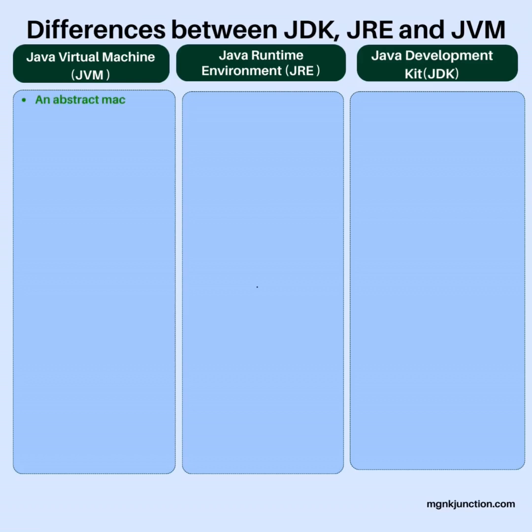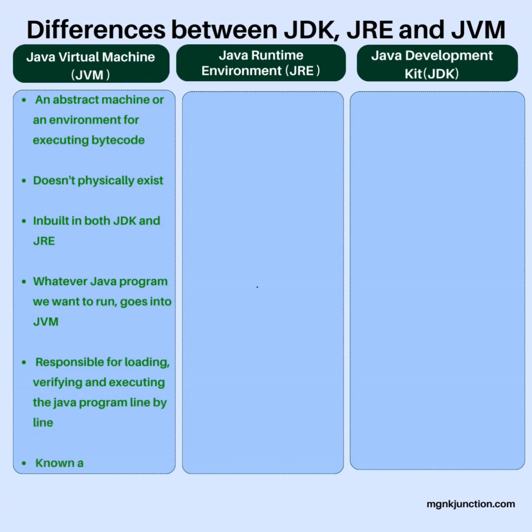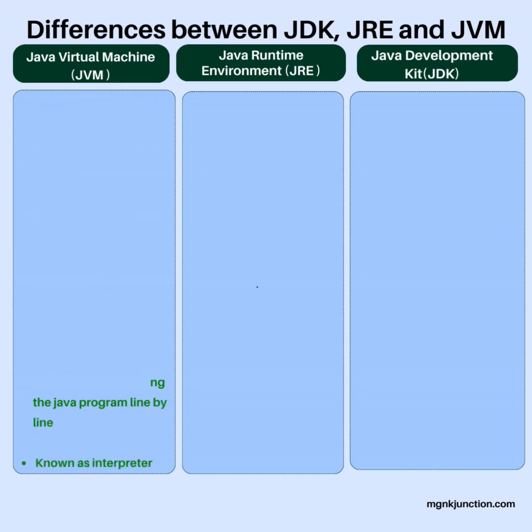What are the differences between JDK, JRE, and JVM? JVM is an abstract machine or an environment for executing bytecode. It doesn't physically exist. It is inbuilt in both JDK and JRE. Whatever Java program we want to run goes into JVM. JVM is responsible for loading, verifying, and executing the Java program line by line. Hence it is also known as interpreter.